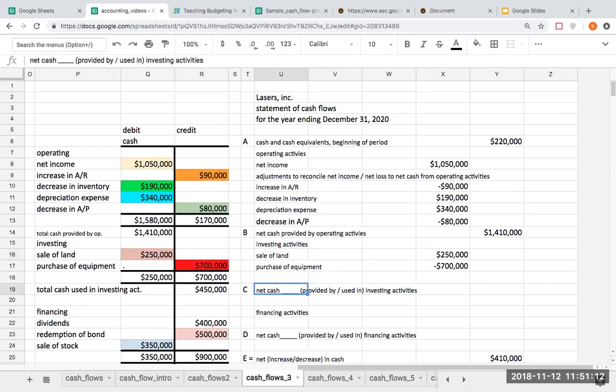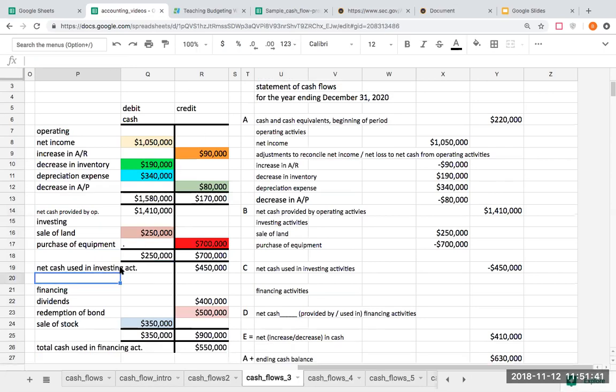So my net cash used in investing activities is going to be 450,000. Notice I use total. This should really be net. Okay. And we'll do this one down here. I'm learning too, everybody. We're all learning together.